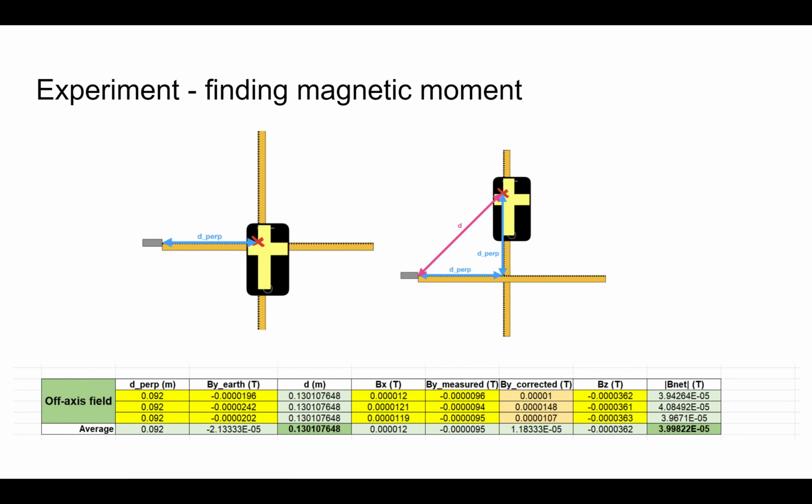And then the second part of the physical experiment was just putting it a certain distance away until you hit a certain B field value, and then going up that same distance and finding B field at the 45-degree angle, where you can see the B net in the bottom right-hand corner there.